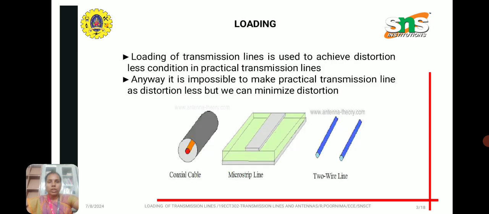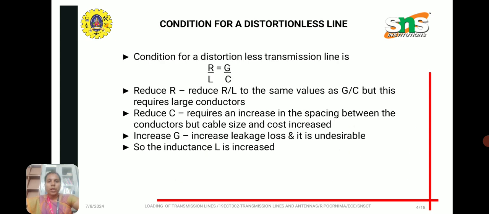So what is loading? Loading of transmission lines is used to achieve a distortionless condition in practical transmission lines. It is impossible to make a practical transmission line distortionless, but we can minimize the distortion. In case of coaxial cables, microstrip lines and two wire lines, there is a condition for a distortionless transmission line.